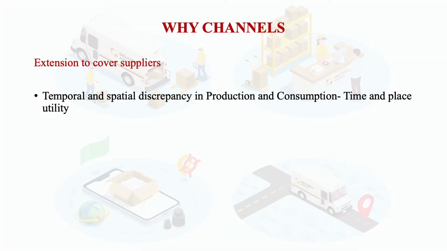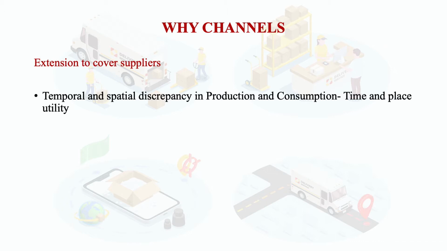So channels of distribution essentially are used because they are able to remove this discrepancy between the time and place of production and the time and place where consumption is actually desired. To create time and place utility, channels of distribution perform this important function of taking the goods from points of production to the points of consumption.